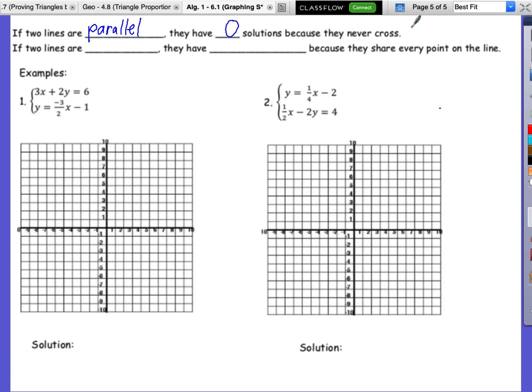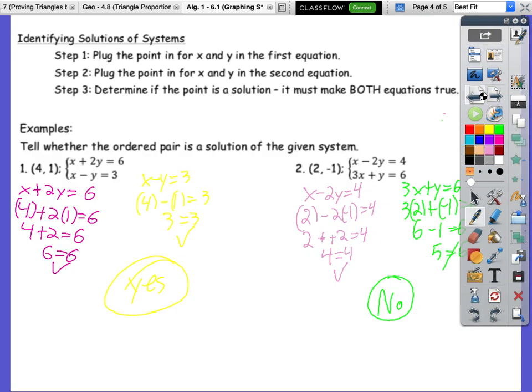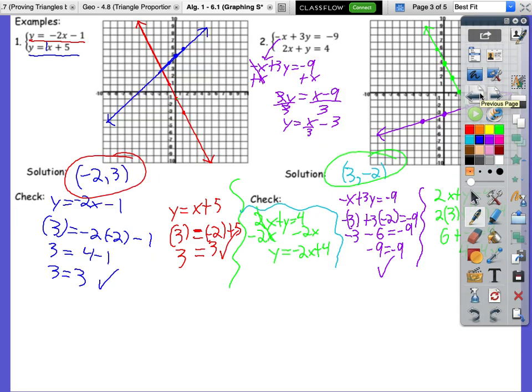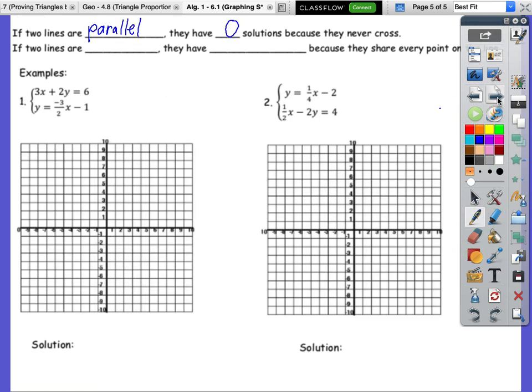They won't intersect. If they don't intersect, can they have any solutions? No, because where was their solution before? When they intersect. If we go back here to these examples we did, the solution was where they intersected. If there is no intersection, there is no solution.